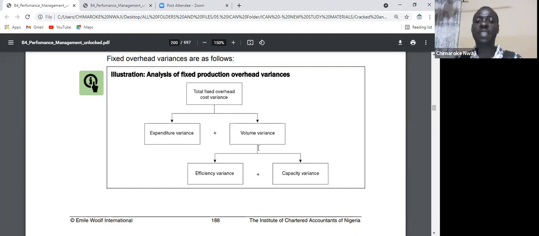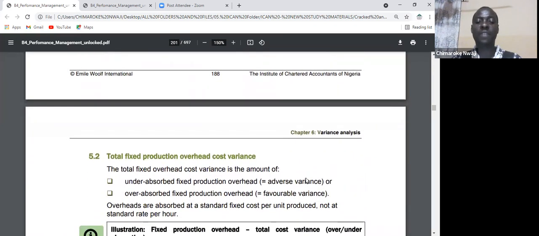Now, volume variance can be divided into two. We have the efficiency variance and we have the capacity variance. So the efficiency variance plus the capacity variance will give you your volume variance. And when you have your volume variance, you can now add it to your expenditure variance to have your total fixed overhead cost variance. So that means we have one overall variance, which can be broken down into three smaller parts: expenditure variance, efficiency, and capacity. So that's what we'll be looking at now in our variance analysis.